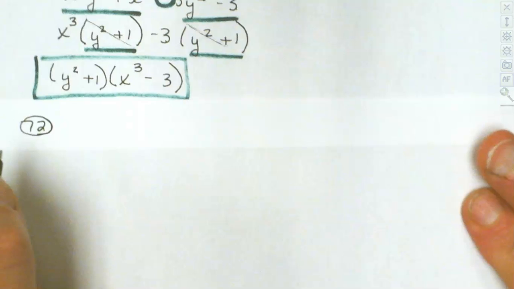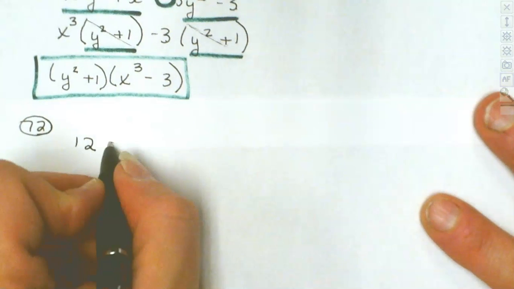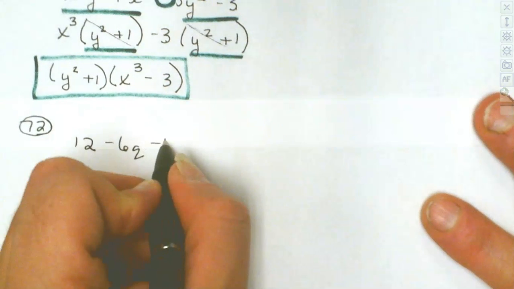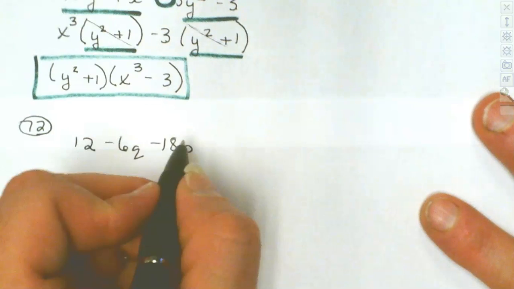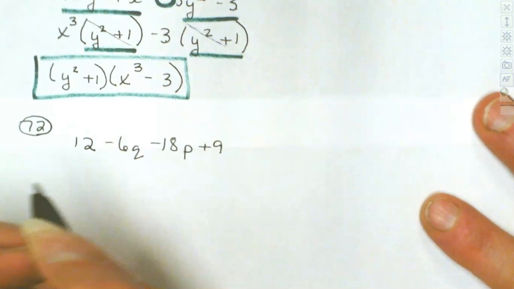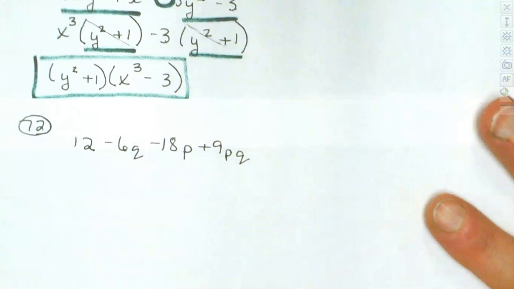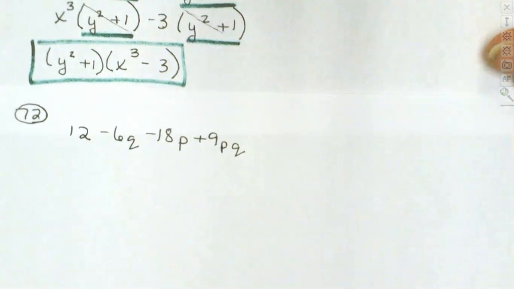So for 72, we have 12 minus 6q minus 18p plus 9p cubed. This one, before we do factor by grouping, we need to do something else.